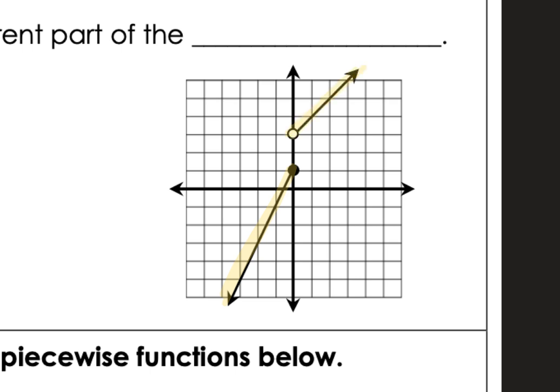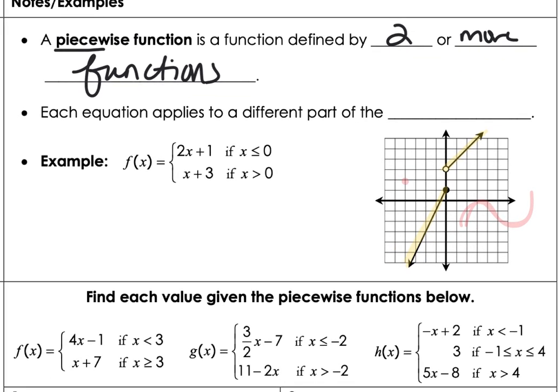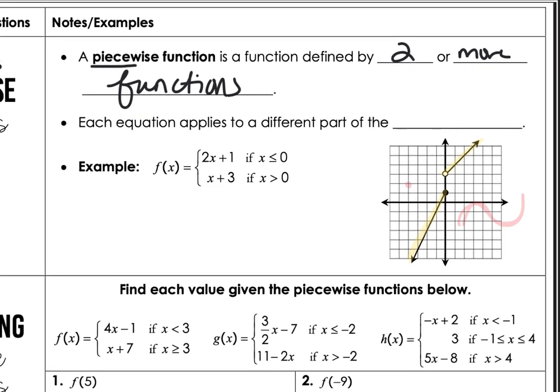They don't have to be lines. You could have curved functions. So sometimes piecewise functions have other curves that happen over here, or maybe they have a solitary point. It's just lots of different pieces on one graph. All right, so each equation applies to a different part of the domain. Let's pick the correct thing to write with, domain. And you can see in this example that we have two different equations here.